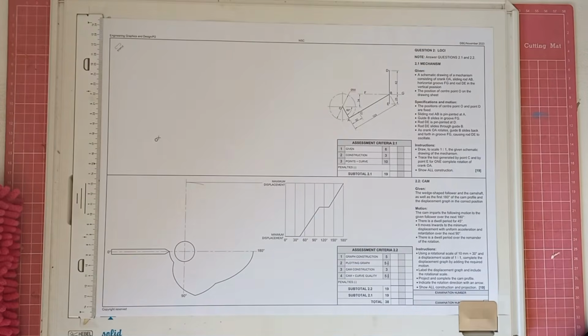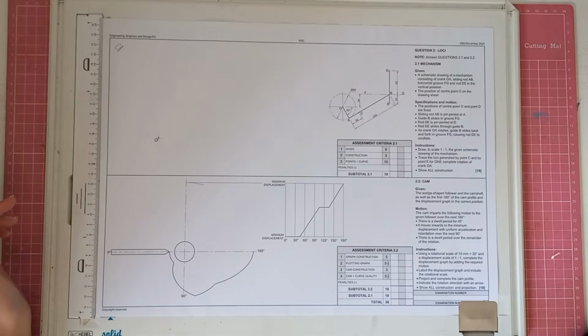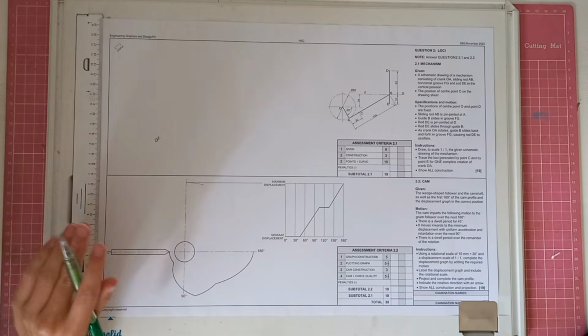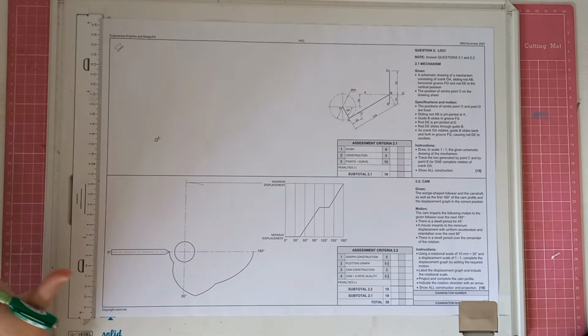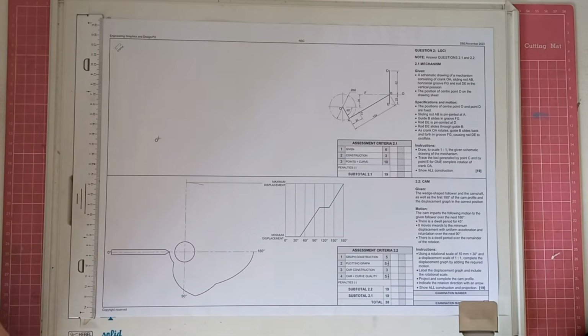Hey Matrix, today we're going to be doing question 2, the Loci mechanism of the November 2023 past paper. I'm going to be splitting this question because, as you can see, question 2 splits into a Loci mechanism and a Loci cam. So I'm going to be splitting it up into the mechanism and the cam in 2 separate videos, in case you're someone who struggles specifically with a mechanism or specifically with a cam. You don't have to watch both to get to what you need to understand.